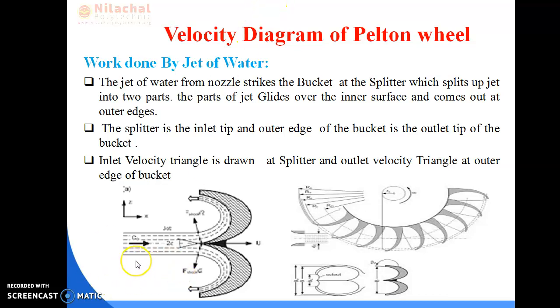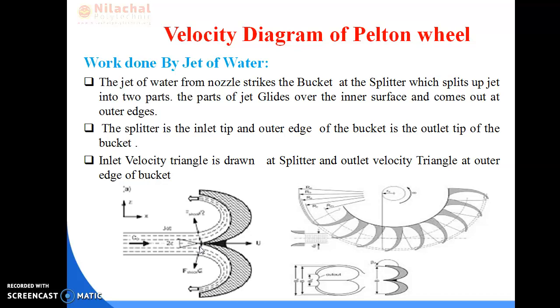As shown in the diagram, the jet of water is striking at the splitter. As the name indicates, splitter means it splits the water of the jet into two parts, and the parts of the jet will be gliding over the internal surface of the hemispherical surface and come out at their outer edges. These arrow marks are suggesting the leaving of the jet of water from the cup.